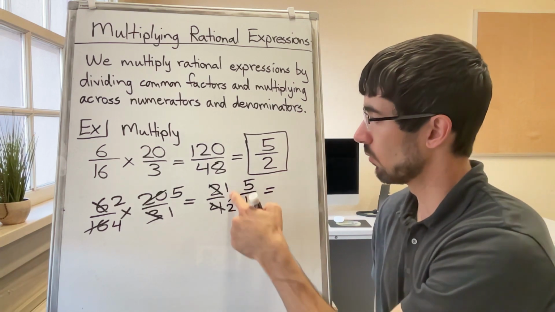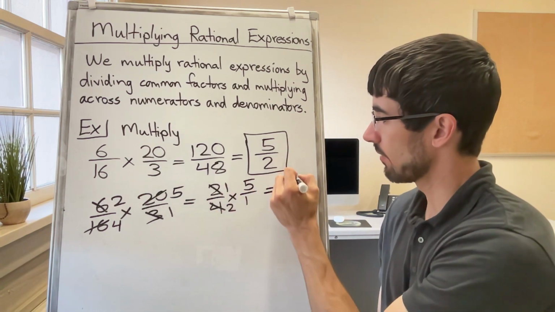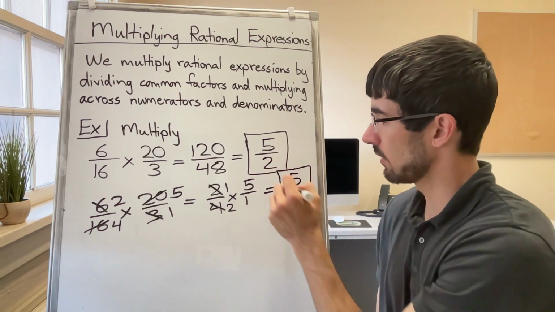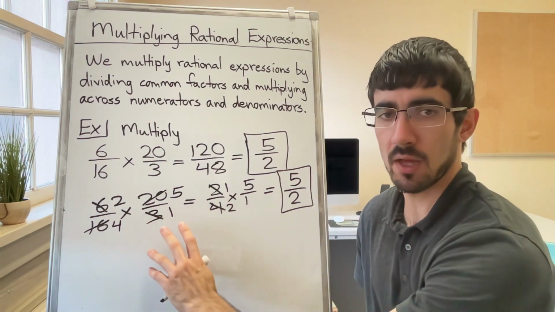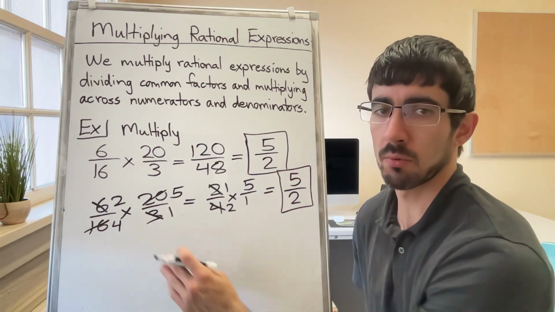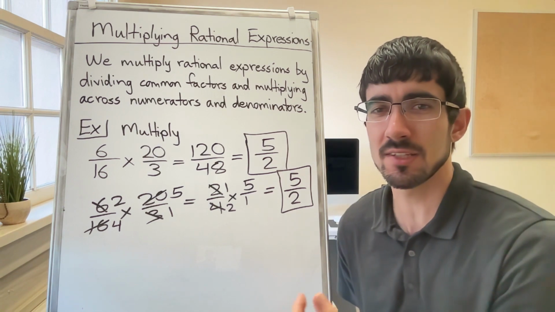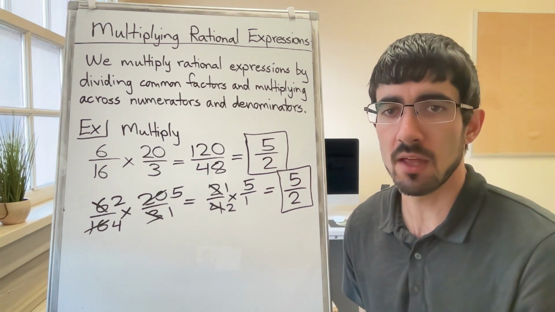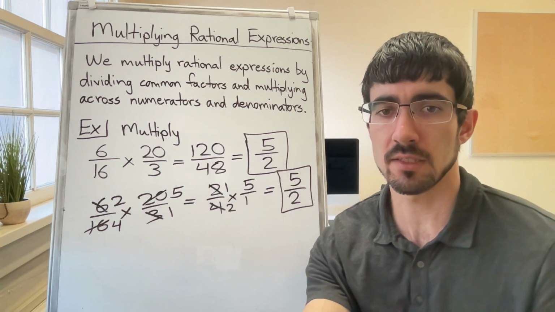What's my result? I have 1 half times 5 over 1. Then I just multiply across. 1 times 5 is 5. 2 times 1 is 2. There I have the final answer. There's no simplification required at the end because I've simplified at the beginning of the problem. This is necessary when we're working with rational expressions. So we'll look at some examples now with rational expressions, and we'll simplify first by dividing out common factors, then we'll multiply across numerators and denominators whatever remains.